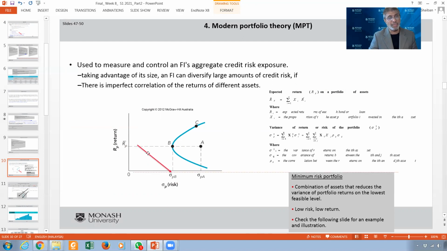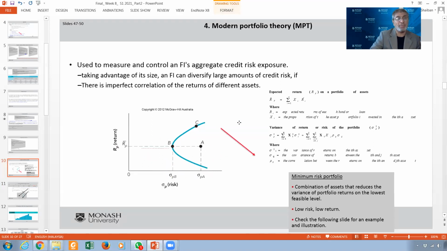So the lowest risk is coming with portfolio B. And if you draw the line to the return, you will find this return to be P, which is actually the maximum return you can get for this minimum risk. And this is how the portfolio works. So you will start by choosing the least risk.